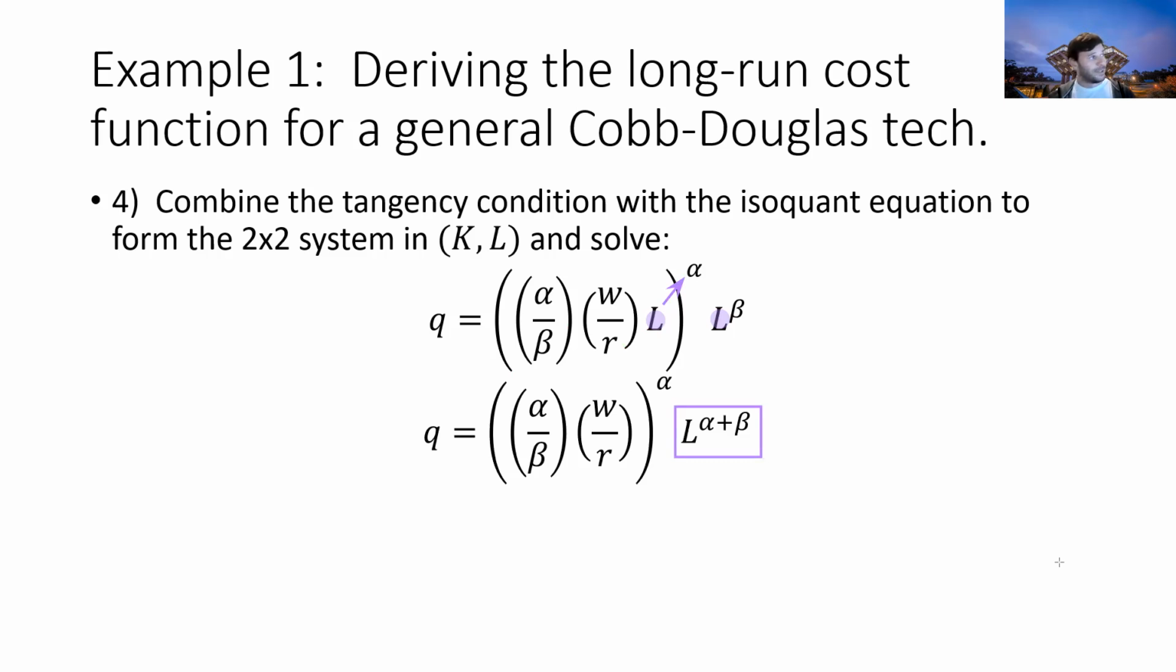Now our goal is to actually solve for L. So the next thing I'm going to do is raise both sides to the 1 over alpha plus beta power. We're going to do that to both sides. So left side that happens, right side that happens.